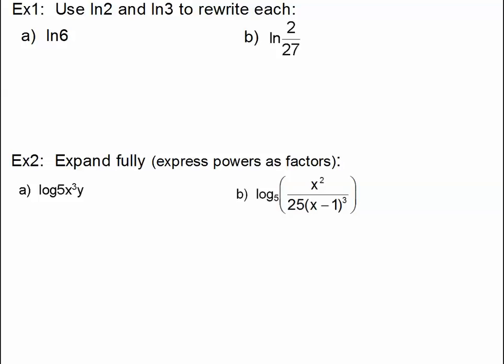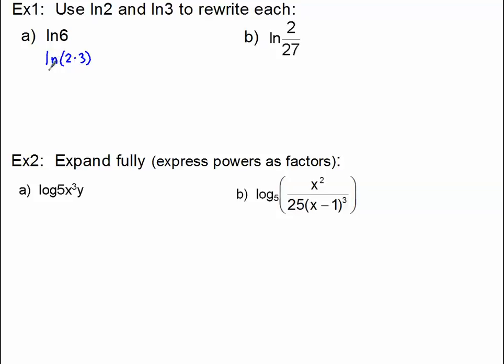What I'd like to do is take the natural log of 6 and rewrite it using only natural logs of 2 and or natural logs of 3. So what I want to do here is the natural log of 6, I can think of the natural log of 6 as the natural log of 2 times 3. I believe that that would definitely help me.